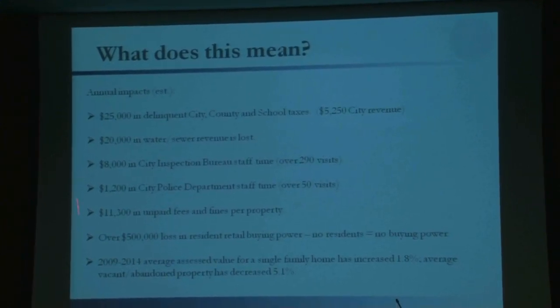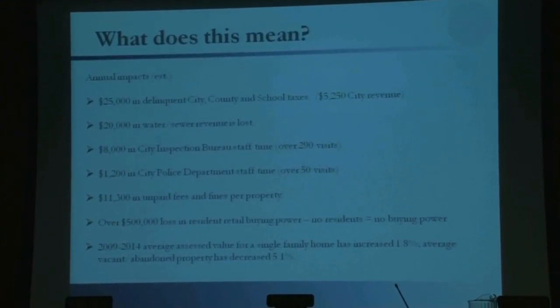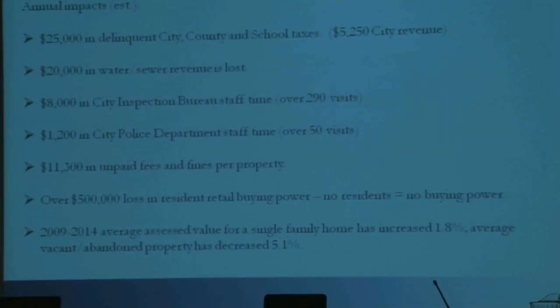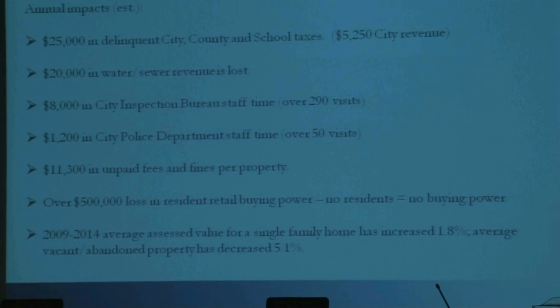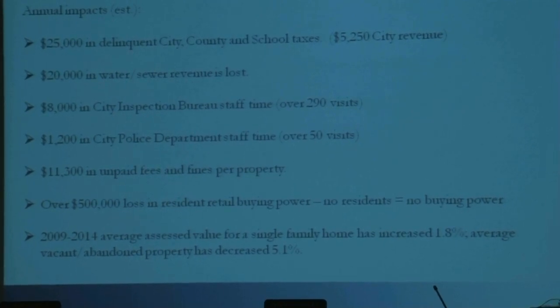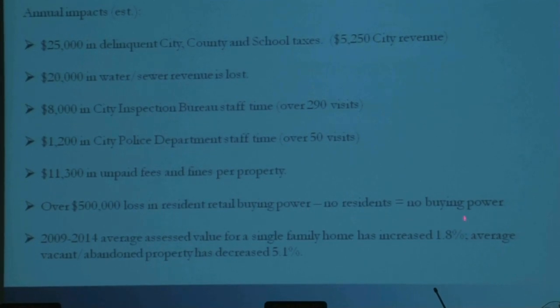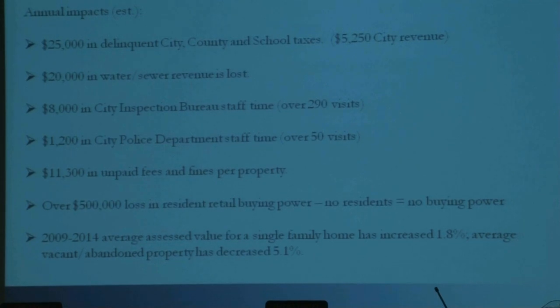The bottom one is kind of interesting, and this was a real lowball number. If I took $20,000 of buying power times 50 properties, it would be well over $1 million. I cut it in half and said $10,000 of buying power for 50 properties. That's what you're losing in retail buying power. The key there is no residents equals no buying power. That's money they're not spending here buying groceries, gas, clothing, food, home goods, those types of things.